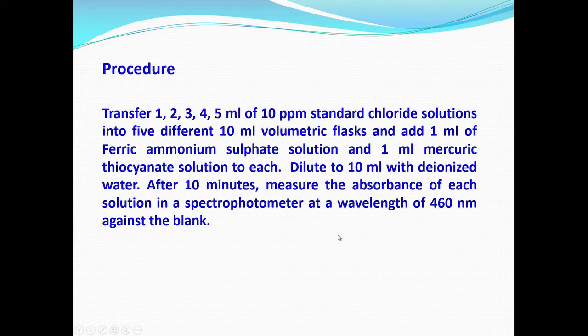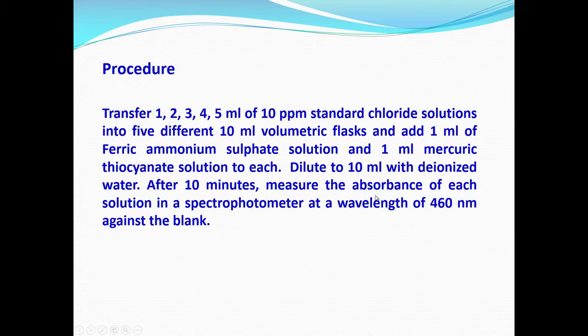So, the procedure again as usual, I have to take 1, 2, 3, 4, 5 ml of 10 ppm standard chloride solution in different 10 ml flasks, add 1 ml of ferric ammonium sulphate and 1 ml of mercuric thiocyanate to each, and that will liberate the stoichiometric quantity of thiocyanate. Dilute to 10 ml with deionized water, and after 10 minutes measure the absorbance of each solution in a spectrophotometer at a wavelength of 460 nanometer against the blank. Of course, I do not have to overemphasize that we have to carry out the blank, because every water you come across nowadays will have certain amount of iron that will turn red the moment it comes in contact with the thiocyanate ion.